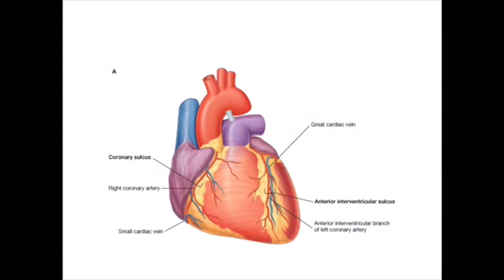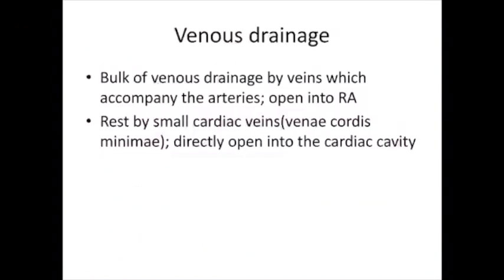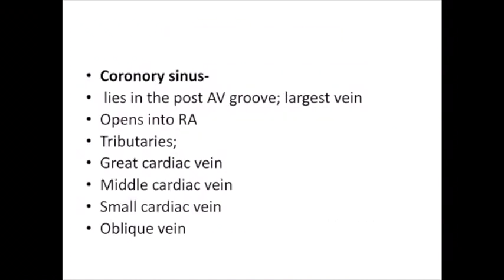This is another picture of the right and left coronary arteries. And the venous drainage of the heart: the bulk of venous drainage is by veins which accompany the arteries and open into the right atrium. The rest is by small cardiac veins, also called venae cordis minimi. These veins directly open into the cardiac cavity.